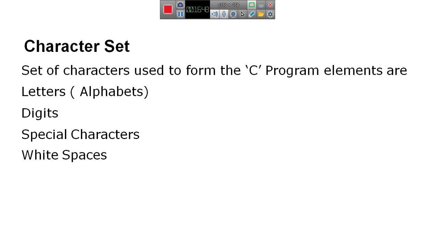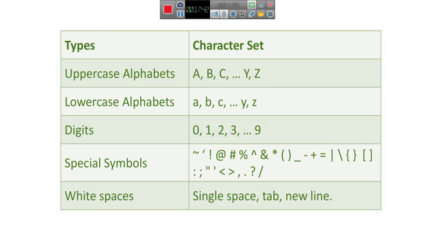A character set includes letters, alphabets, digits, that is numbers 0 to 9, and special characters like symbols, hash symbol, at the rate symbol, and other symbols which are used to form the statements to make a C program, including white spaces, etc. This is called the C character set.